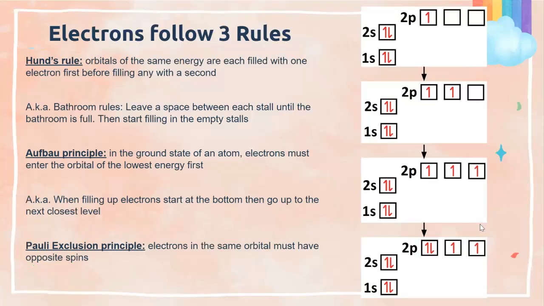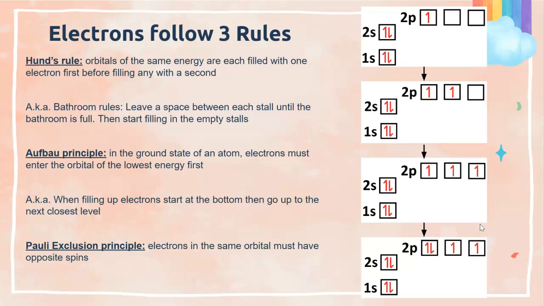Electrons follow three rules when it comes to orbital diagrams. You have Hund's rule, Aufbau's principle, and the Pauli exclusion principle. Hund's rule states that orbitals of the same energy are each filled with one electron first before filling with any second. It's also known as the bathroom rule, right? When you go to a bathroom, you leave a space between each stall until the bathroom is full. Then you start filling in the empty stalls.